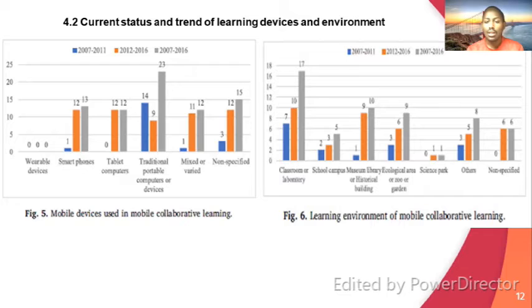When we see figure 6, learning environment of mobile collaborative learning, in the first as well as in the second period, classroom and laboratory environments are the most frequently used learning environment, whereas museum, laboratory, or historical buildings, especially in the second period, become a more dominant learning environment together with ecological areas or zoo or garden.